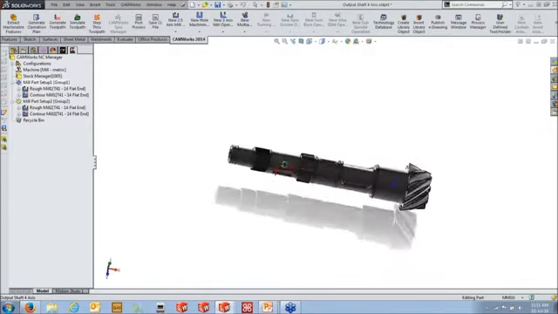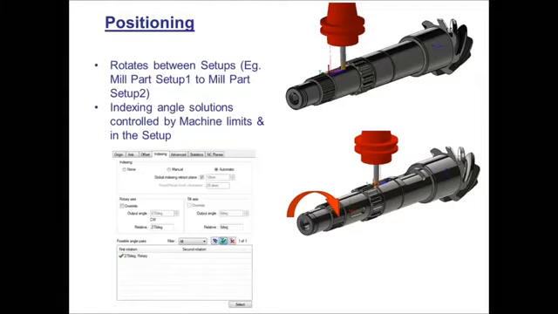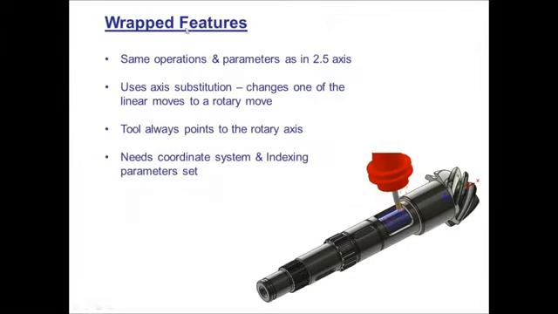But what about actually using, say, wrap features? If we just go back to the PowerPoint right here, well, essentially what the wrap features do is they use exactly the same 2.5-axis operations. So you're using the rough mill and the finish mill that you would set up to machine, say, the slots. The way they actually work is they use a thing called axis substitution.